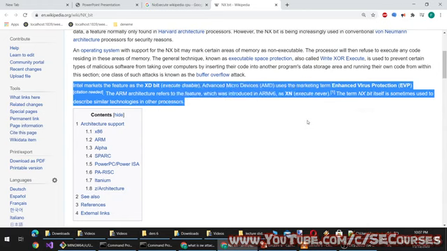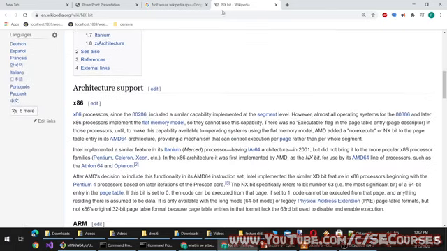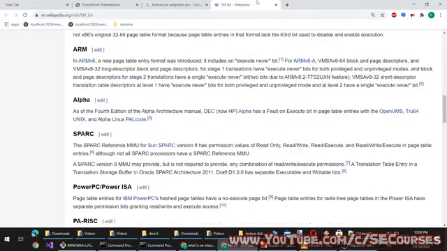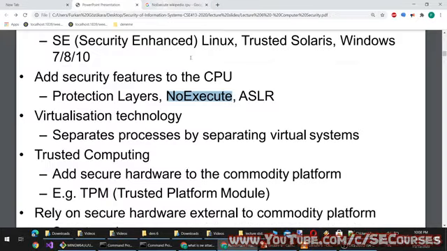Intel markets the feature as the XD bit, execute disable. Advanced Micro Devices (AMD) uses the marketing term Enhanced Virus Protection (EVP). The ARM architecture refers to the feature, which was introduced in ARMv6, as XN, execute never. The term NX bit itself is sometimes used to describe similar technologies in other processors. Okay, so there is more information if you are interested in that.